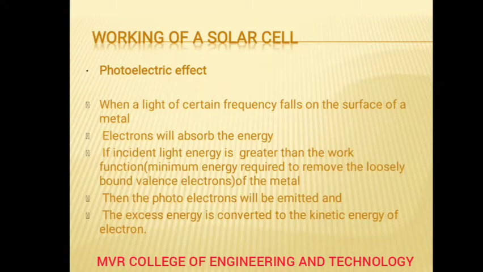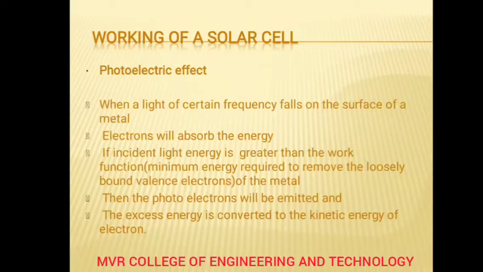Let us see. When light of a certain frequency falls on the surface of the metal, the electrons will absorb the energy. So if the incident light energy is greater than the work function of the metal, I mean to say the minimum energy required to remove the loosely bound valence electrons.